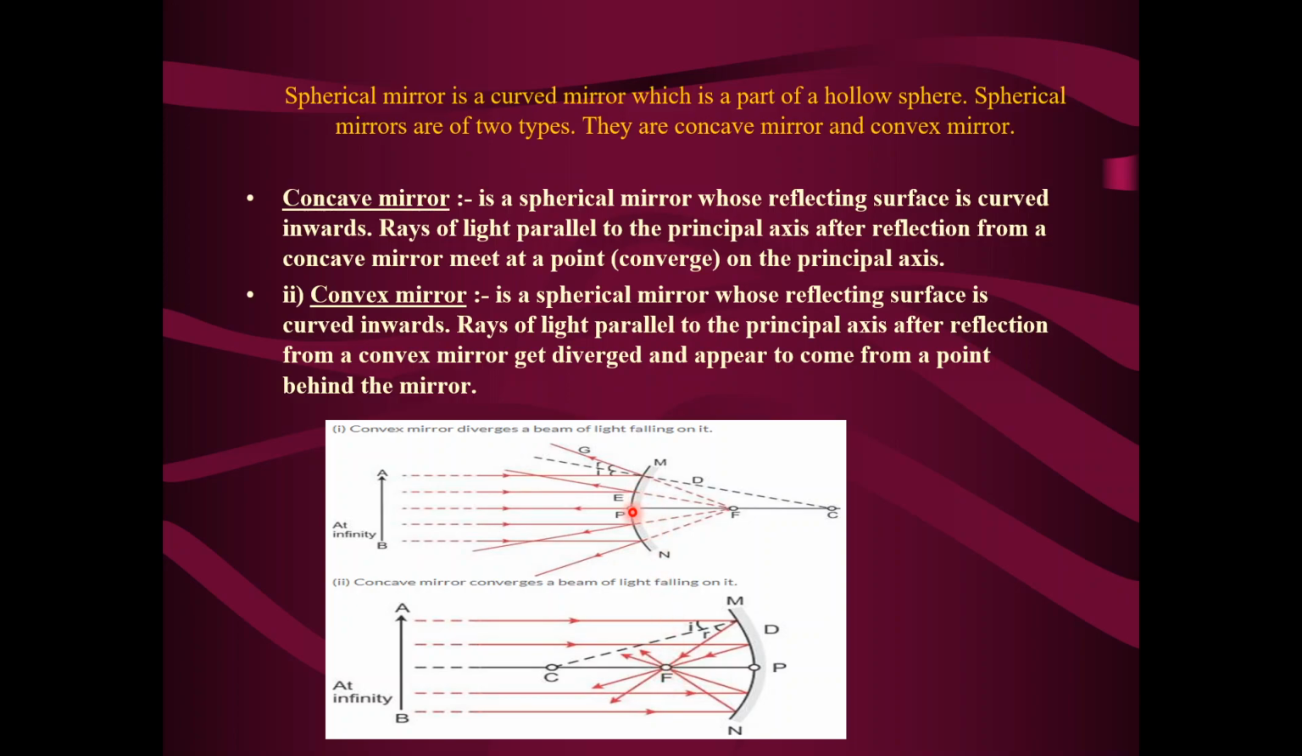The distance between the pole and the focus is called the focal length.